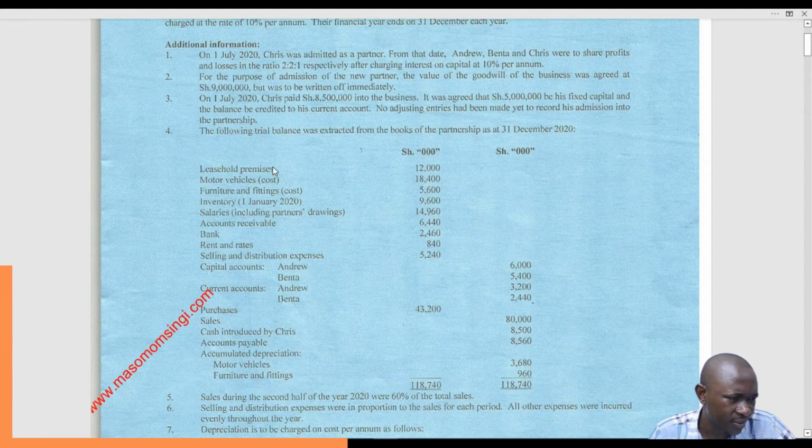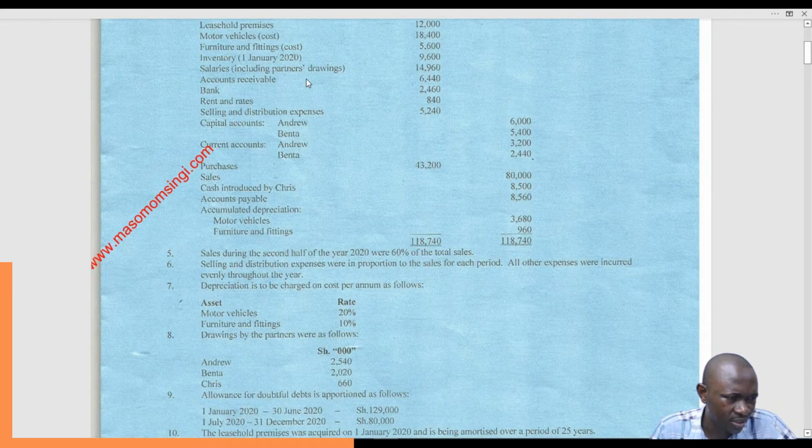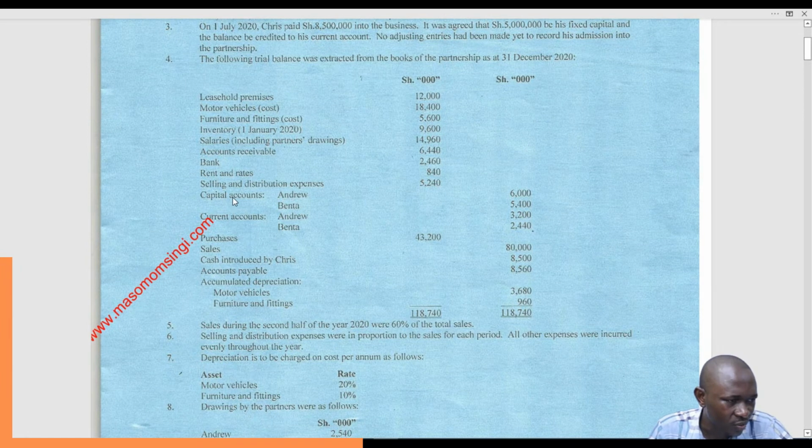So come here again. Expenses, this is all about the partners. This is where we have the first salaries. You can see salaries, but this salary includes partners drawings, so we'll have to check the partners drawings and deduct from that. And then we have rent and rates. Of course, it's an expense. Selling and distribution is an expense. Selling and distribution expenses were in proportion to the sales for each period, so 40/60. All other expenses were incurred evenly throughout the year, so it means we will divide them by 2. Good. So we are moving.